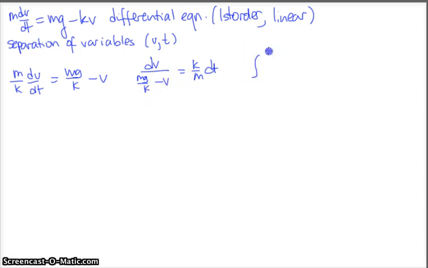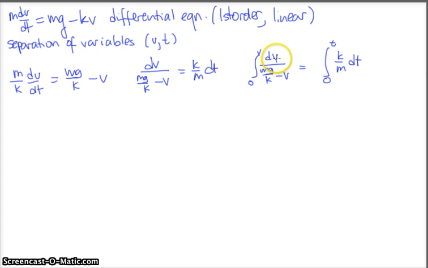So the integral of dv over mg over k minus v equals the integral of k over m dt. Now I need to put limits on my integration if I want to do a definite integral, as opposed to an indefinite integral. So I'm going to start out when the velocity is 0 and go to where the velocity is my final function v. Start out when t equals 0 and go to some final value t.